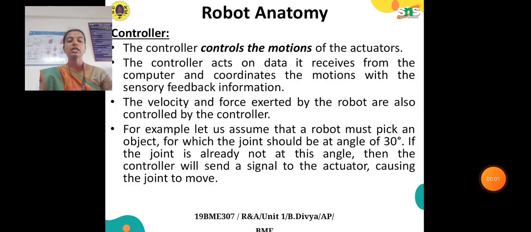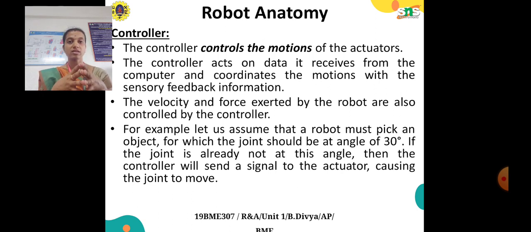Okay, in this video we are going to see about the controller. It is a part of the robot subsystem, which we can otherwise call robot anatomy. In the last video we saw about the actuators and drivers. Okay, fine. In this controller, the controller controls the motion of the actuators.